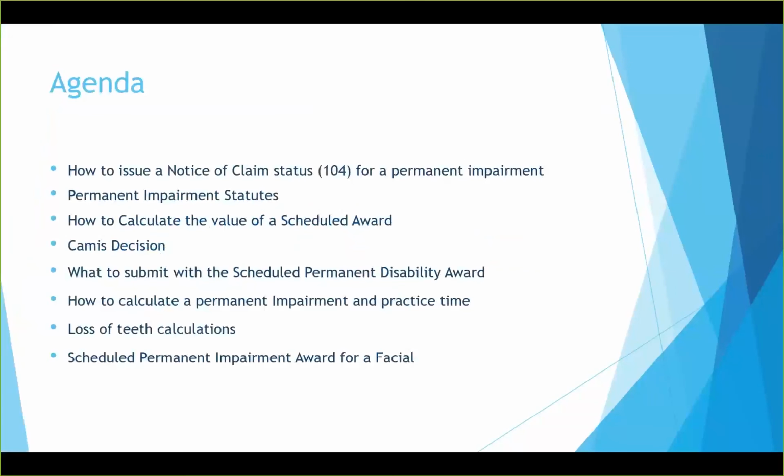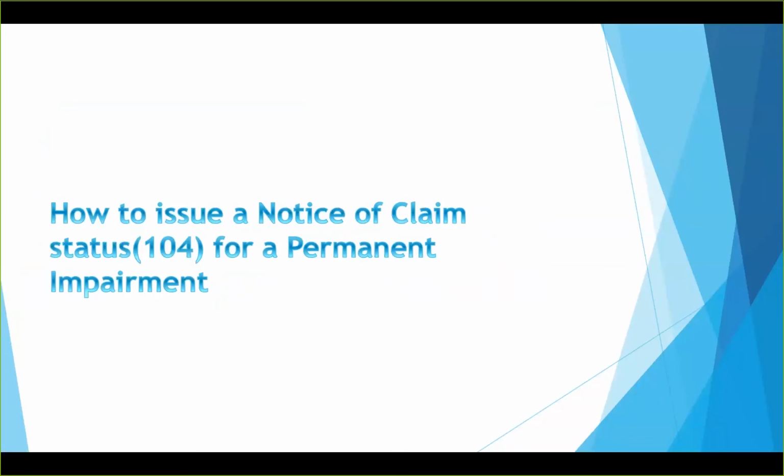For the agenda today, we're going to learn how to issue a notice of claim status for permanent impairment, the permanent impairment statutes, how to calculate the value of a scheduled award, the Camus Decision, which is a case law, and what to submit with the scheduled permanent disability award, as well as how to calculate the permanent disability award, practice time and loss of teeth calculations, and facial award calculations. We're going to start with how to issue a notice of claim status for a permanent impairment.